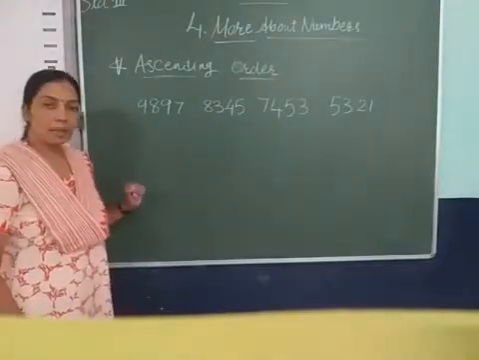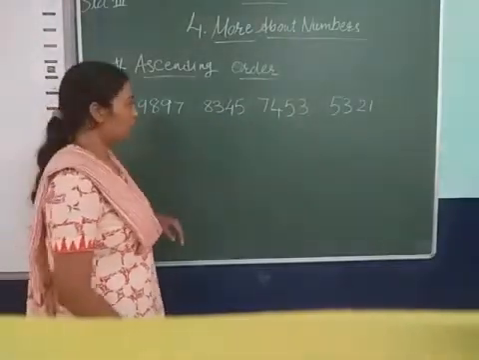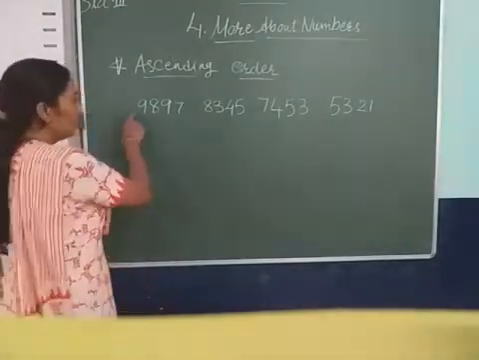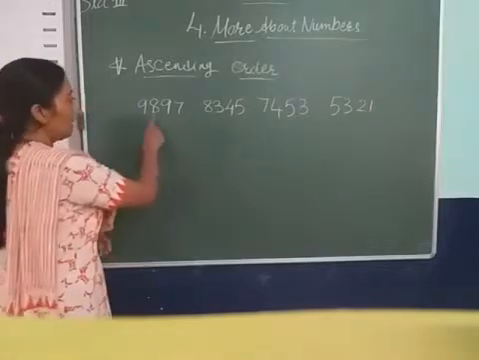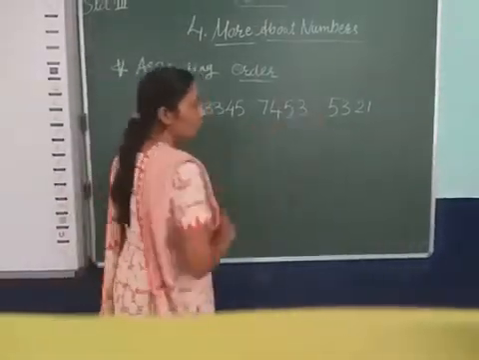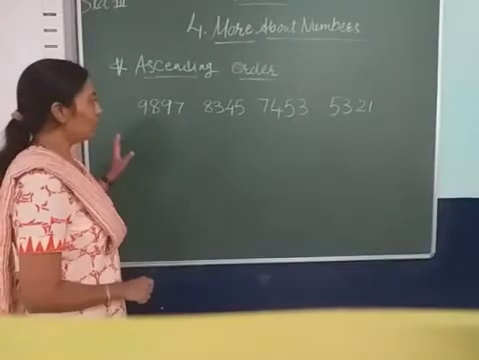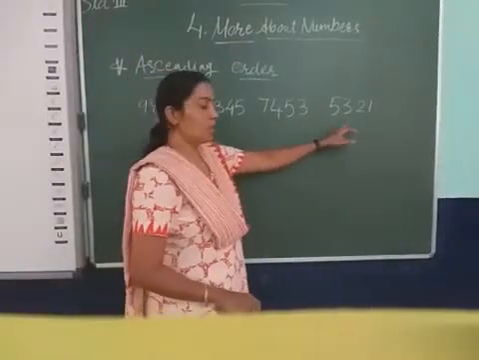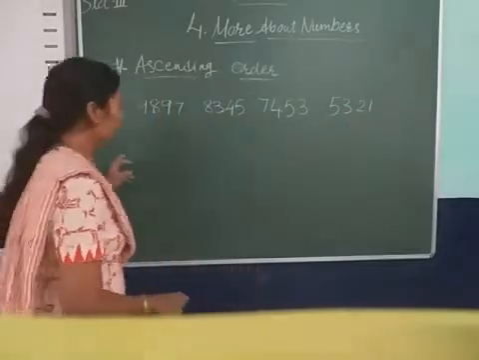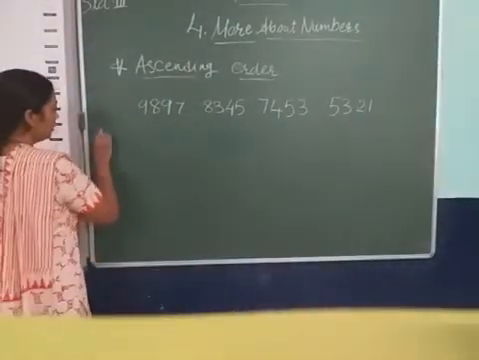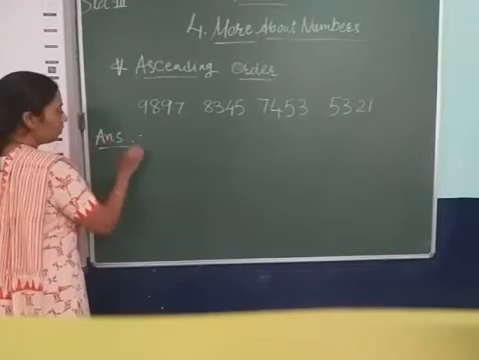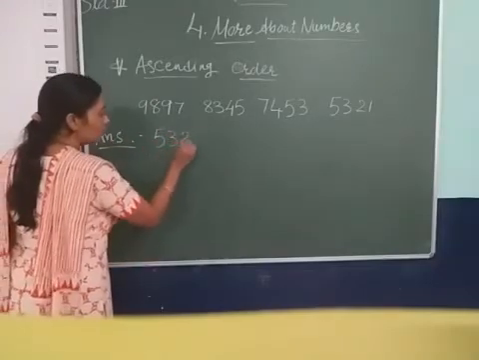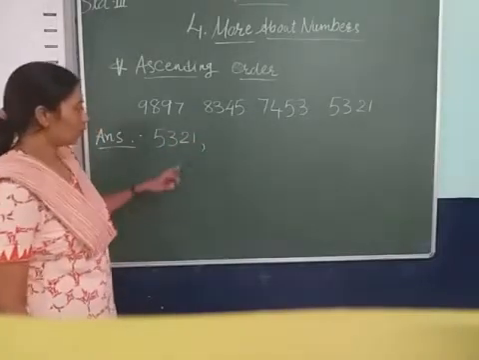So let me compare first, as we did in the previous point. From the left side you will see 9, 8, 7, 4 on the thousand place, and we compare. Which number is smaller? 5, 3, 2, 1. So in ascending order we put the smaller number first: 5, 3, 2, 1. Then put a comma.